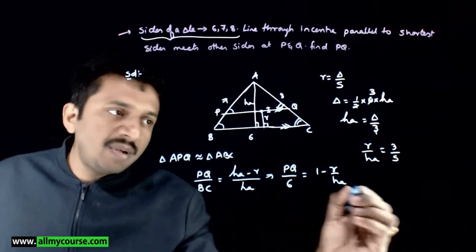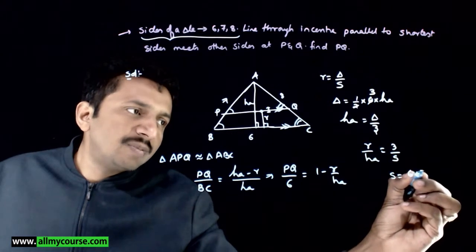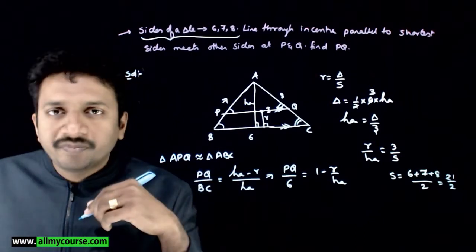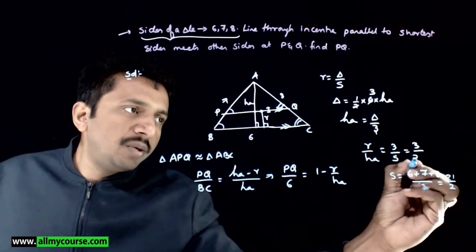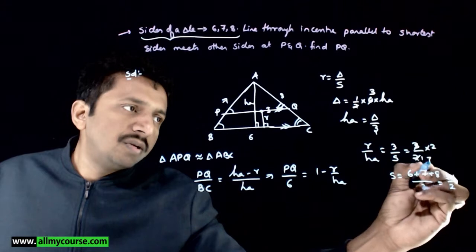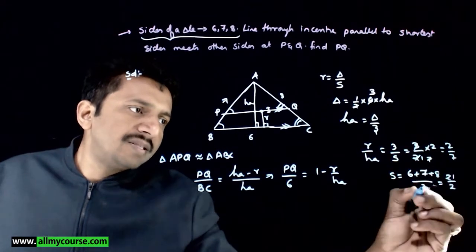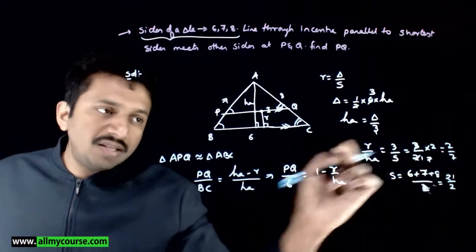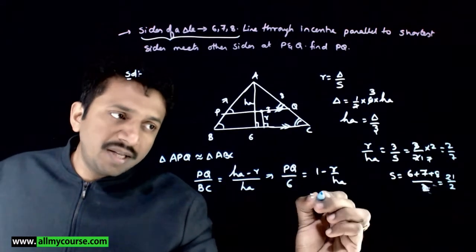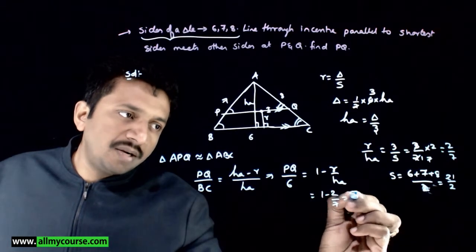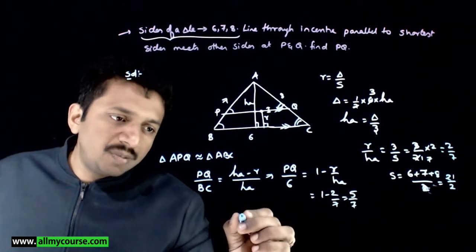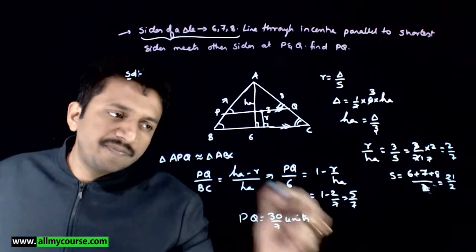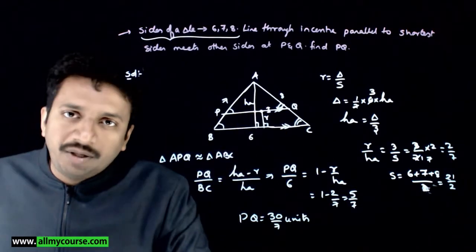And what is S? S is the semi-perimeter. S is equal to 6 plus 7 plus 8 by 2, which is equal to 21 by 2. So if you put 21 by 2 here, 3 divided by 21 by 2 is 2 out of 7. So r by HA is 2 out of 7. If you put that, 1 minus 2 by 7 is equal to 5 by 7, and PQ is equal to 30 by 7 units. So that will be the length of PQ.